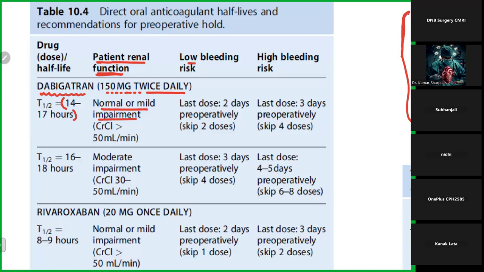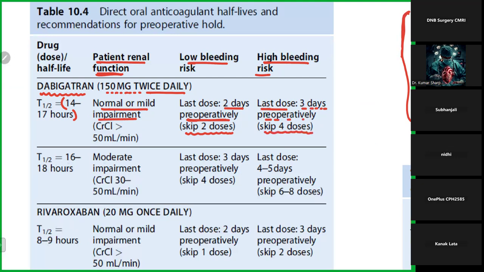In a low bleeding risk case, the last dose should be given 2 days preoperatively. Skip 2 doses in such a patient. In case of a high bleeding risk, the last dose should be 3 days preoperatively. You're skipping 4 doses.